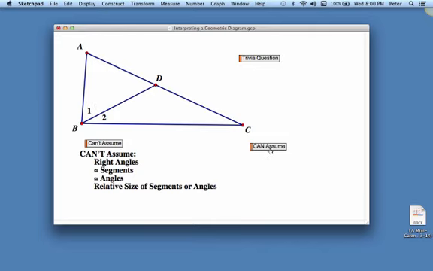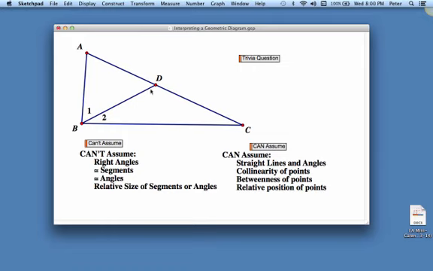Okay, then what can we assume? Well, you can assume straight lines and angles. So AC is a straight line. I can be sure of that. I can be sure that A, D, C are collinear and that D is between A and C. Finally, I can assume the relative position of points, which is to say that if I were to look at this, I know that B is not on AC, that it is not between A and C.